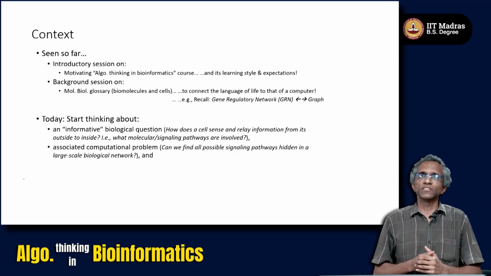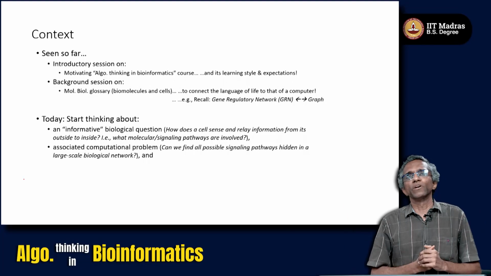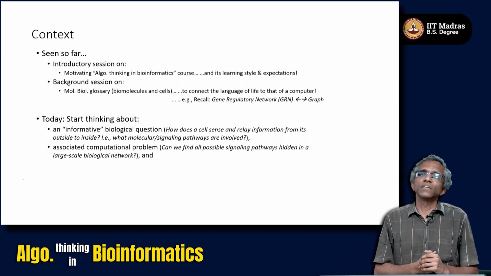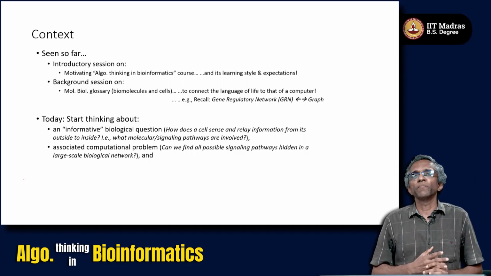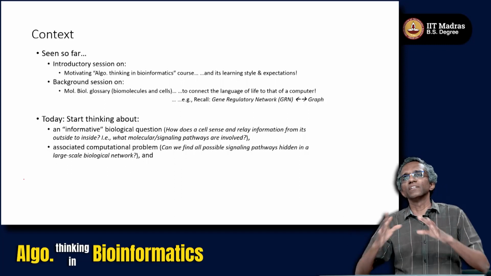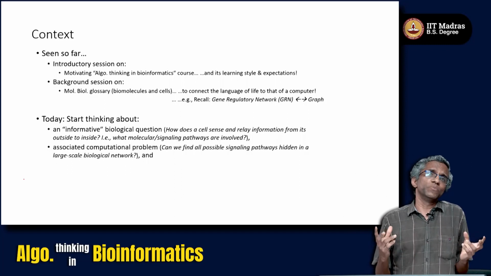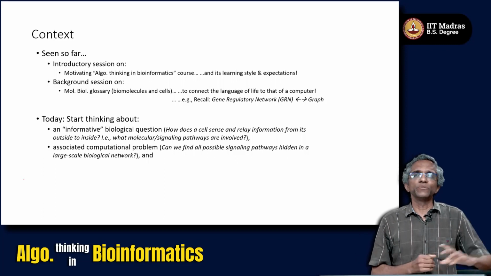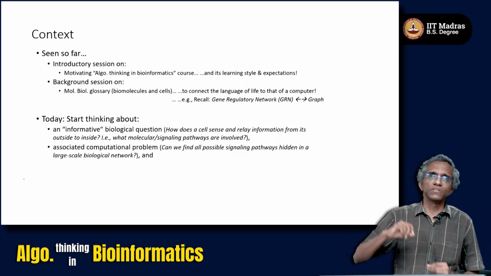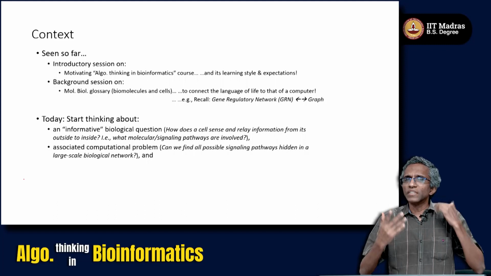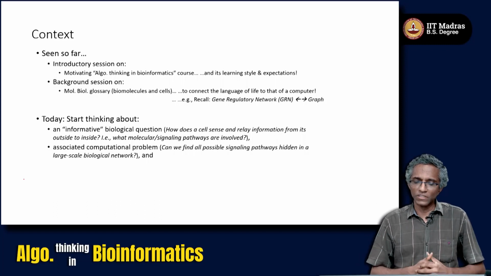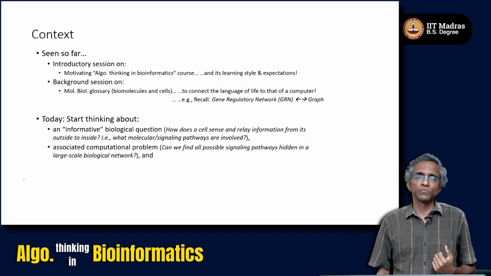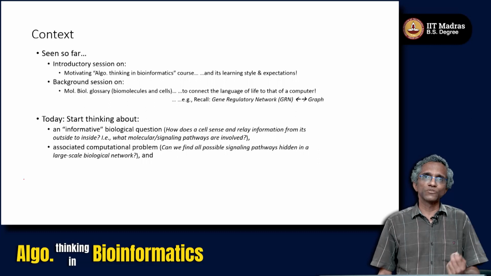There could be some high throughput experiments which have given you a large scale biological network, and then these signaling pathways could be hidden as substructures within these large networks. So can we find these substructures, these signaling pathways that are hidden inside a larger biological network? That could be a good starting point for a computational problem. We still need to make it much more concrete. We need to define what a network is, what a large scale network is, what a substructure is, and so on.